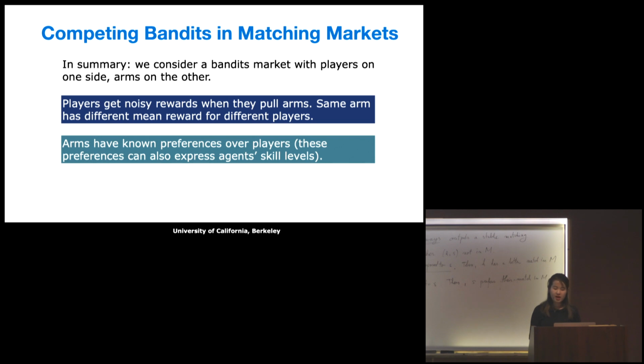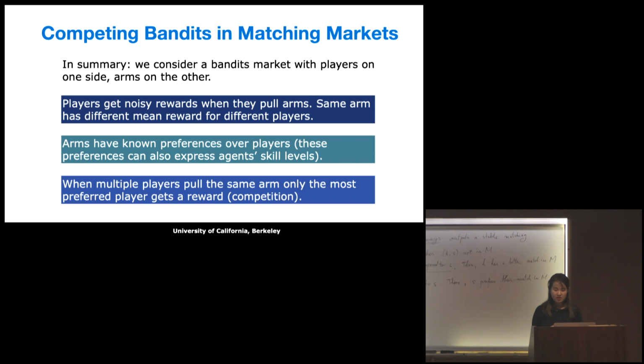And then the arms have different preferences over the players. So the jobs might prefer job candidate A over B, we don't know. So these preferences can also express the agents' skill levels. Maybe I'm better at job A than someone else, but someone else is better than me at job B, and that kind of thing. So for simplicity's sake, let's say we know the preferences of the arms and focus on the players who don't know their preferences. But in general, we can extend this to where both sides don't know their preferences, but let's just focus on one side not knowing their preferences.